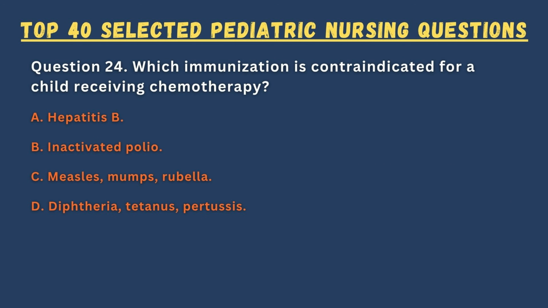Question 24. Which immunization is contraindicated for a child receiving chemotherapy? A. Hepatitis B. B. Inactivated polio. C. Measles, mumps, rubella. D. Diphtheria, tetanus, pertussis.